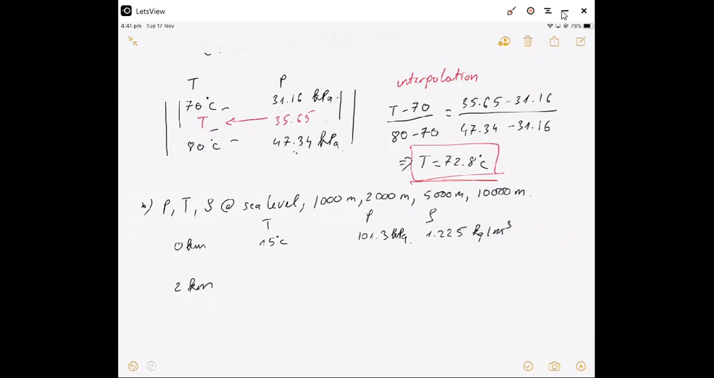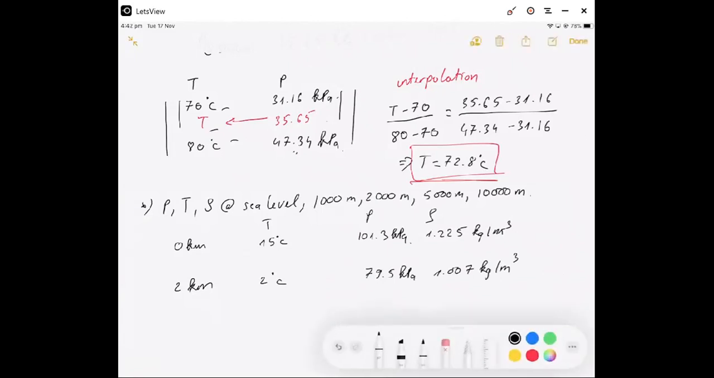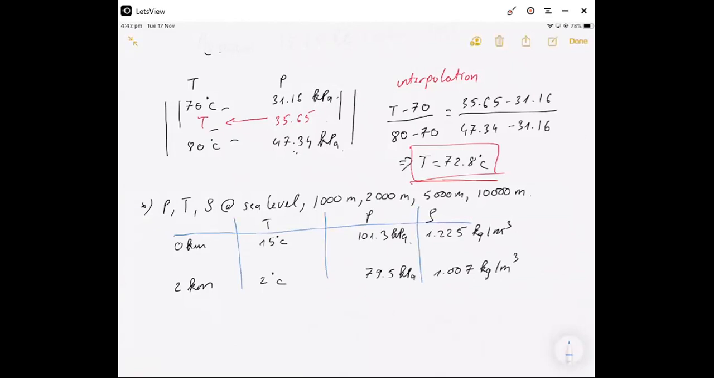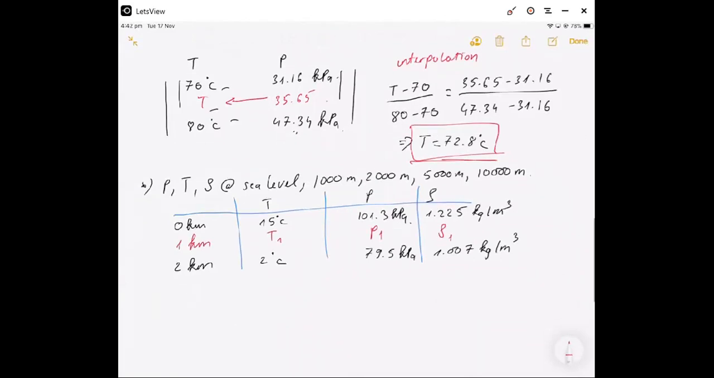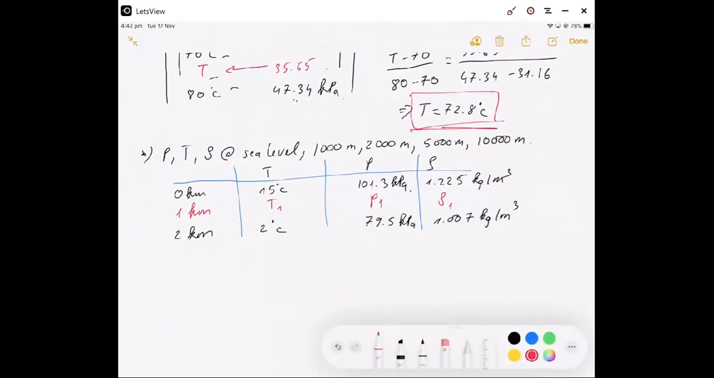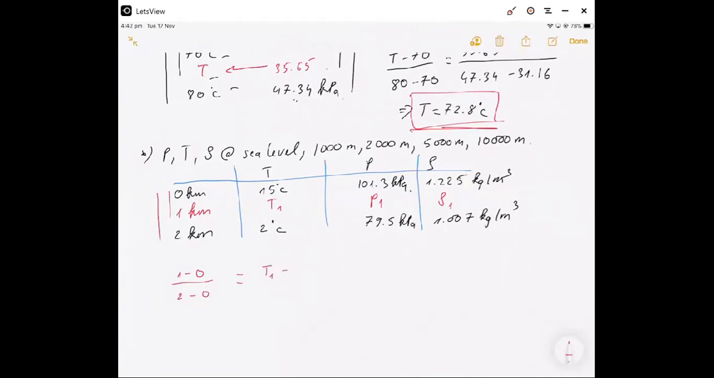Okay. Yeah, this one we have from the table. And we have to find the air properties at 1,000 meter or 1 kilometer. We have this one is T1, this one is P1, and rho 1. So interpolation, similar to the previous question. We have 1 minus 0 divided by 2 minus 0 equal to, for the temperature, T1 minus 15 divided by 2 minus 15.